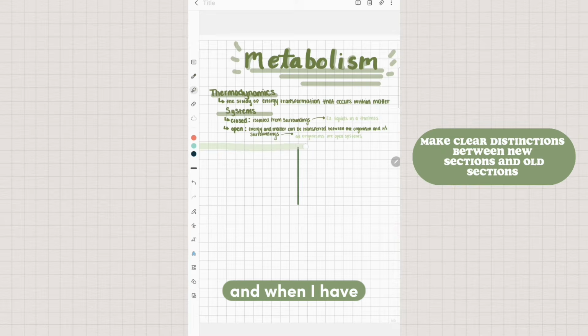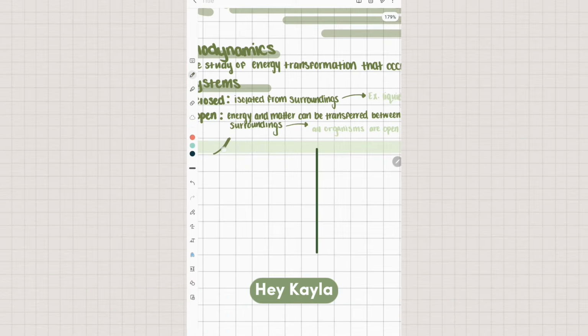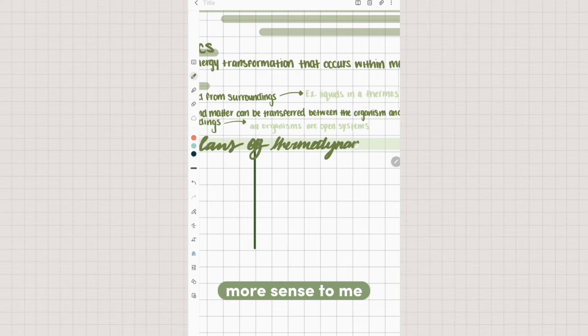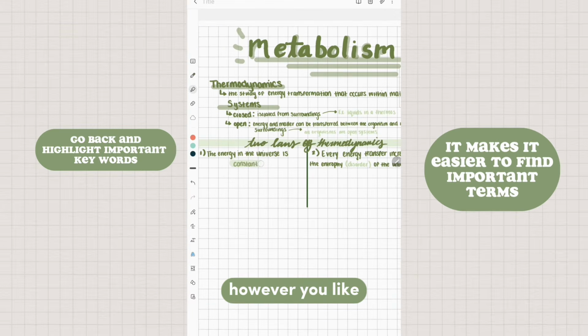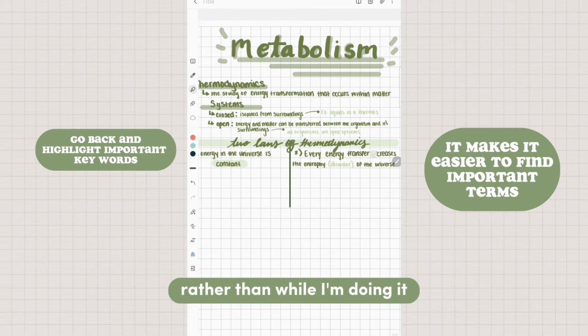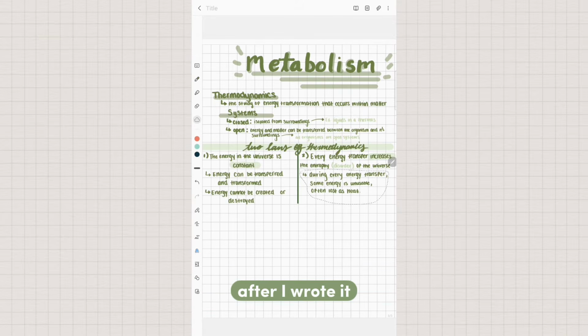And when I have big subheadings like this, I like to use a big chunky highlighter to really make sure that break is clear in the text. Like, hey Kayla, we're moving on to a new subsection. That just makes more sense to me. But of course, you can write your subheadings however you like. And then I like to go back and highlight the keywords rather than while I'm doing it, because I find I remember them more if I go back and highlight after I wrote it, but that's just me.